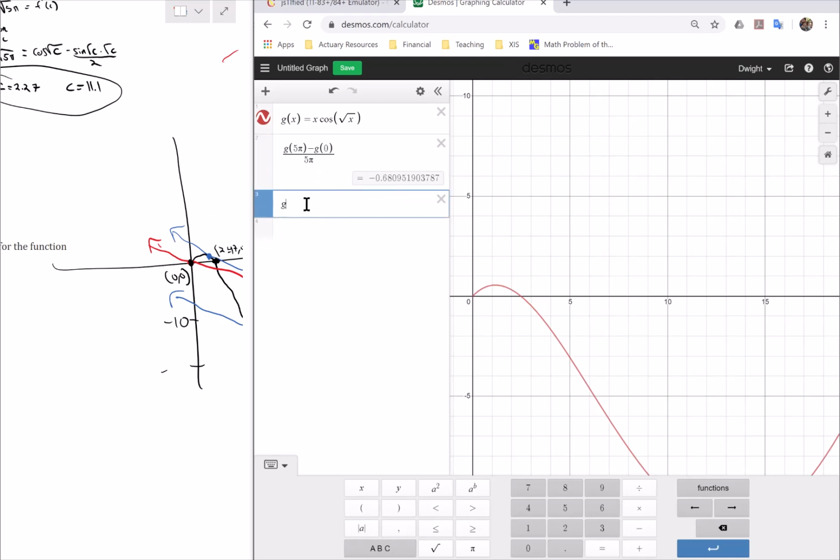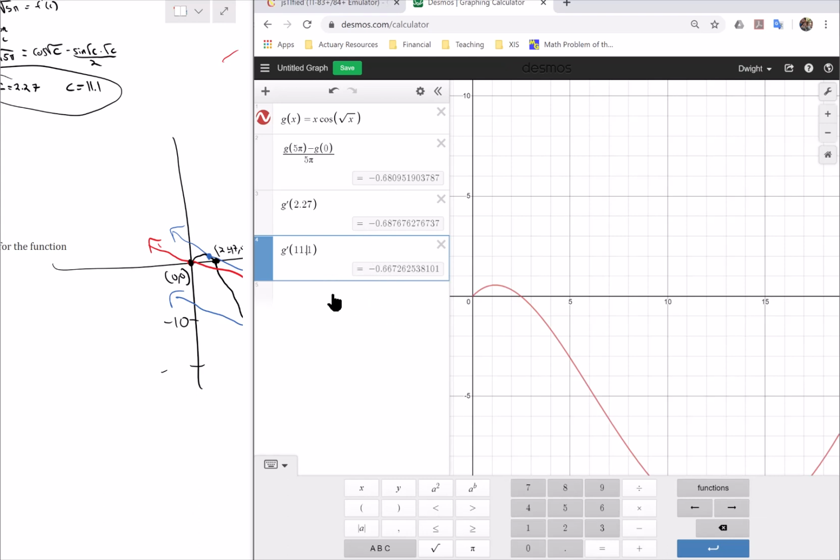Then what you can see is that if you do g prime of what we said, 2.27, where the slope of this tangent line should be the same, you can see you also get a similar number, right? Rounded slightly differently, just because we rounded our c value. And also we do g prime of 11.1, we also get basically the same slope. Again, this is because we rounded these numbers off a little bit, so they're not perfectly the same.